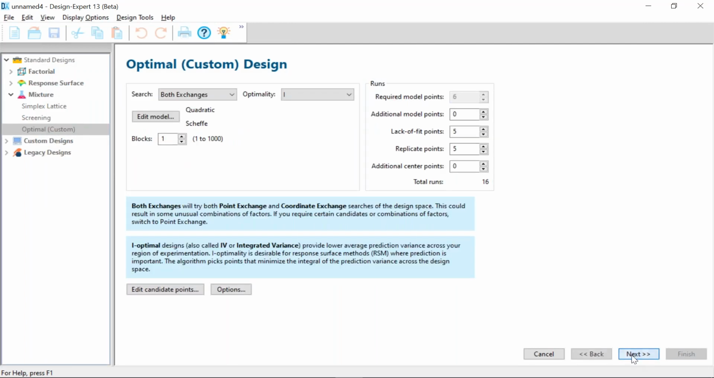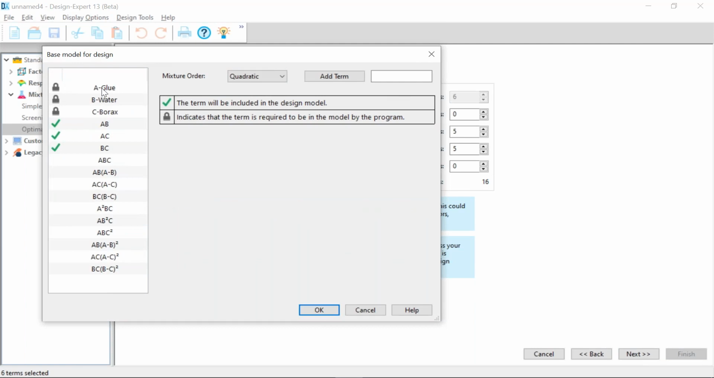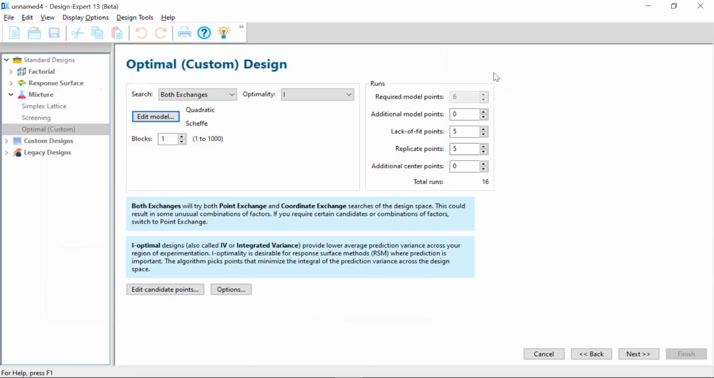All right, and this optimal custom design is set up to apply a criterion called I-optimality to pick just the number of points you need to fit the coefficients for the model that you've chosen, which is quadratic in this case. And so you can see the 6 model points that are required. And then through a series of algorithmic exchanges, either coordinate or point exchanges, it sifts through a lot of possibilities to get just the 6 that you need.